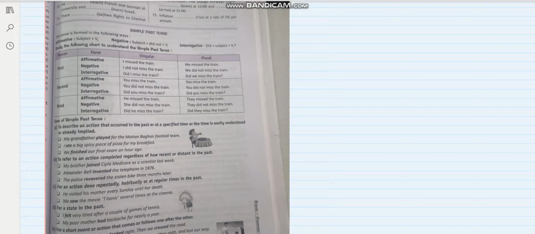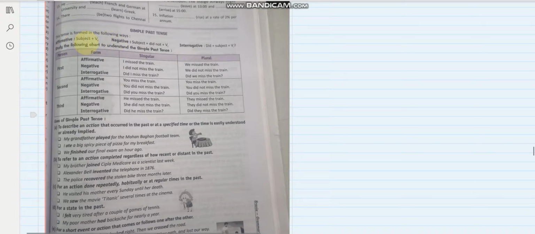So, today let us begin with the next topic in grammar, that is simple past tense. If you remember, we have already done present tense, and today we'll be doing past tense. So, the very first part in past tense is the simple past tense. Now, let us see what it is. This tense is formed in the following ways.